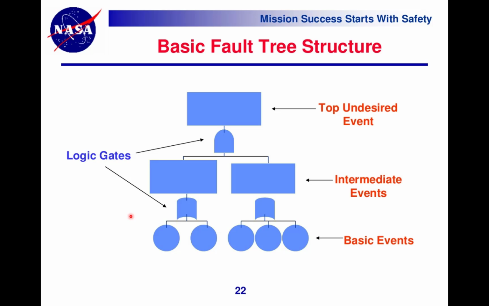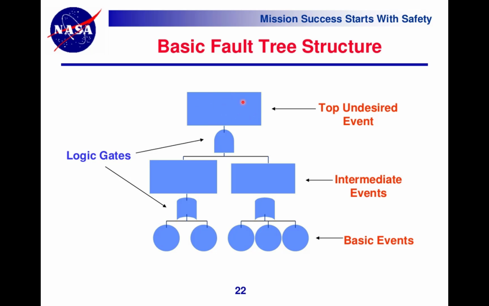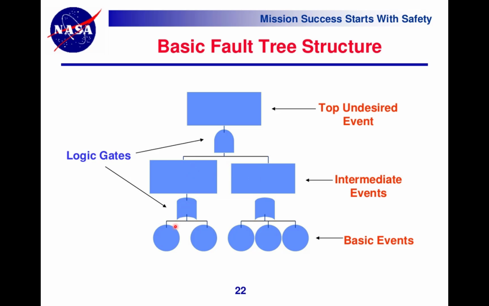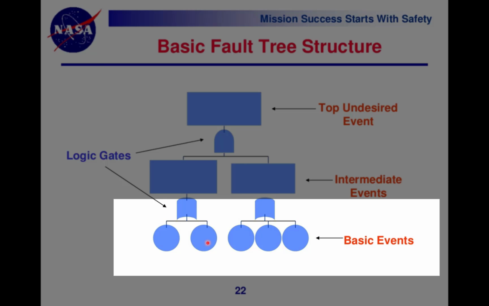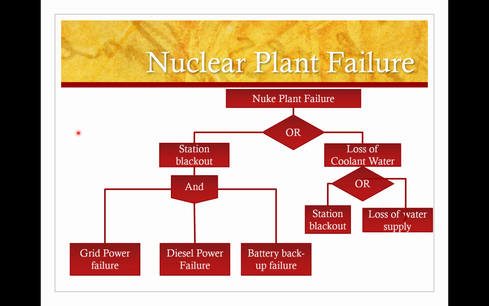They use fault trees to evaluate all of their launch vehicles and many of their processes, and the basic fault tree structure is outlined here, where the top event is the undesired event. You don't want this thing to occur. I think of this as a system failure. And then there are intermediate level events that can cause the system to fail, and you want to propagate those down to basic component level events that can lead to the intermediate failures, which can lead to the overall system failure. So let's just take an example.